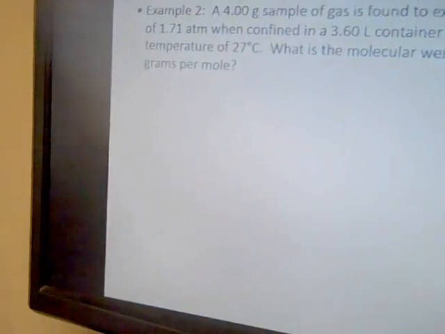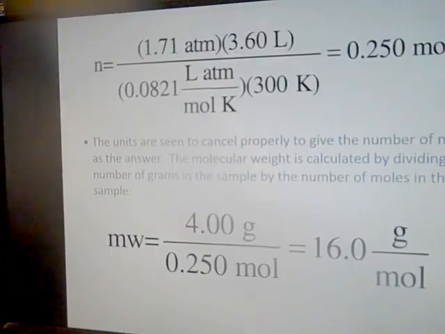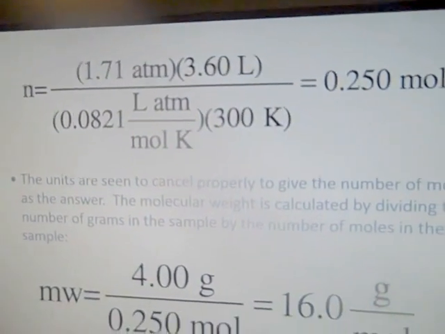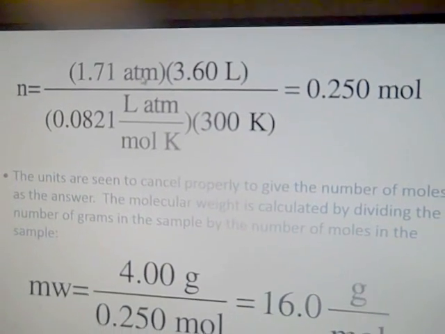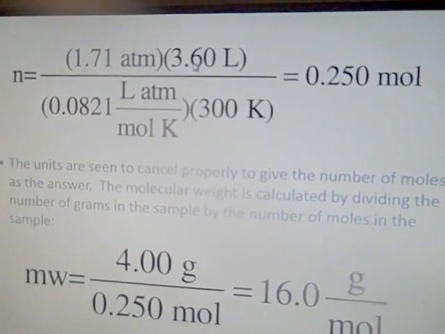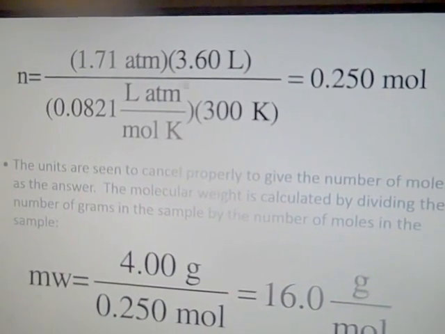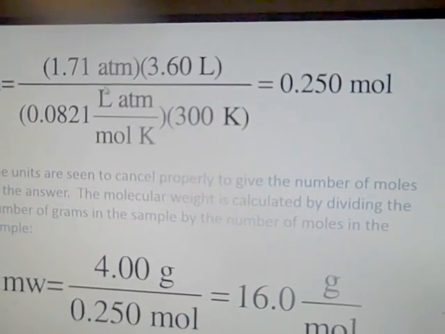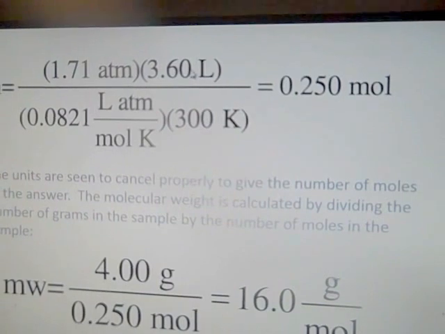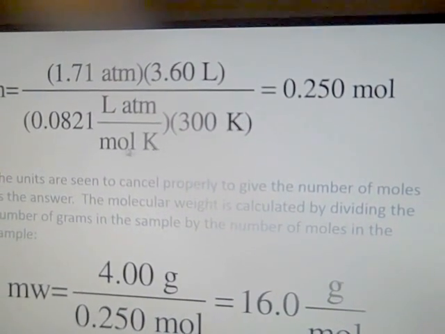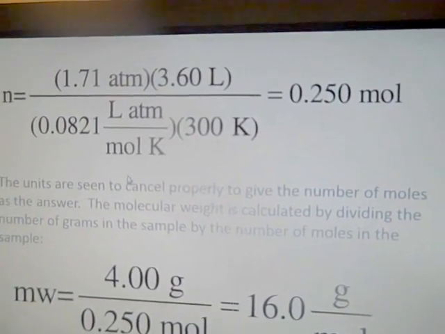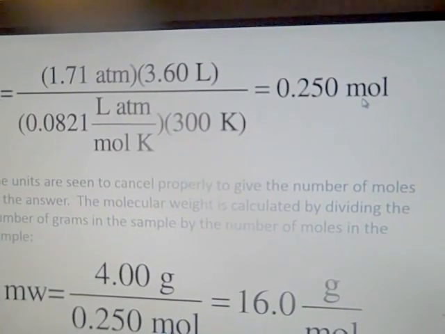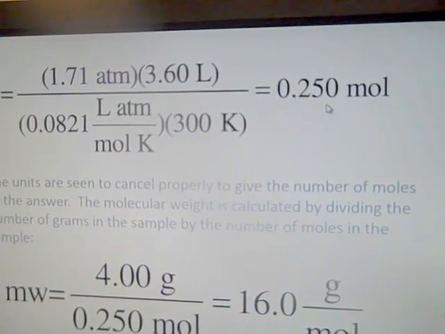So what you do here is plug these numbers in. Like so, you can see there's the pressure, volume, gas constant, temperature, and you can see how the units conveniently cancel. The atmospheres cancel, the liters cancel, the kelvins cancel. So we're left with 1 over moles, and so the answer is 0.250 moles. So that's the number of moles.